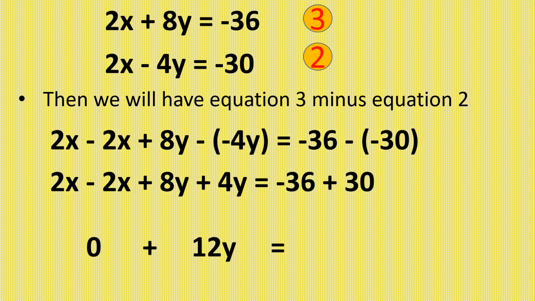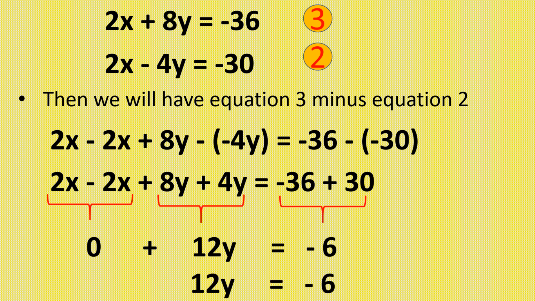So we have 2x minus 2x is 0. 8y plus 4y is 12y. And our minus 36 plus 30 is equal to minus 6. So that's what we simply have. So take note, we have eliminated x, and therefore we'll be able to solve for y. So 12y is equal to minus 6.